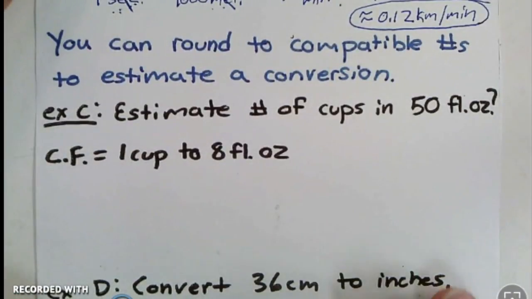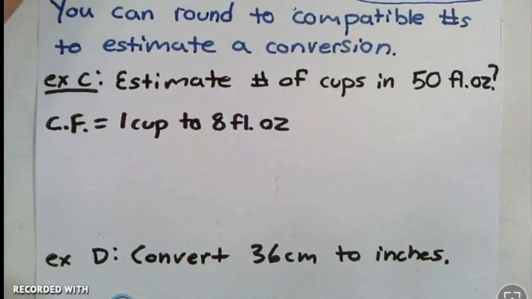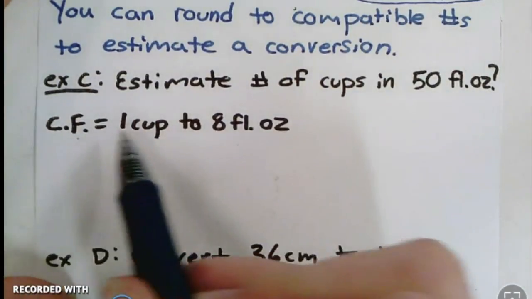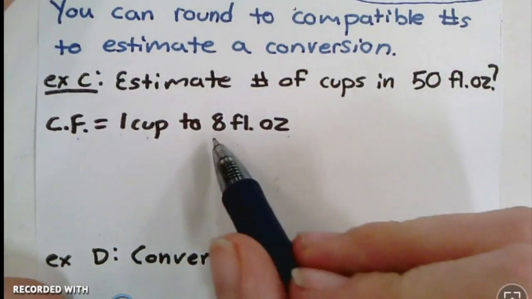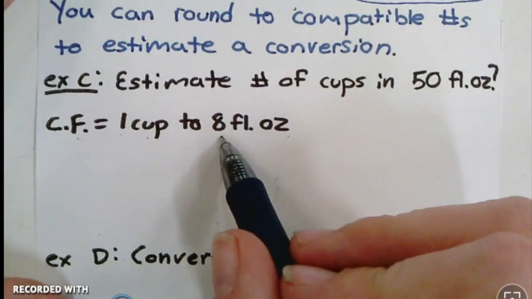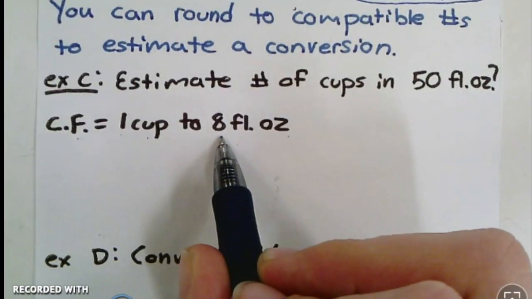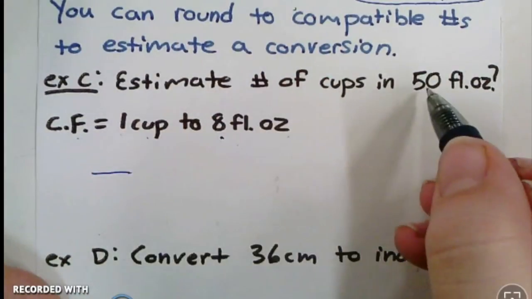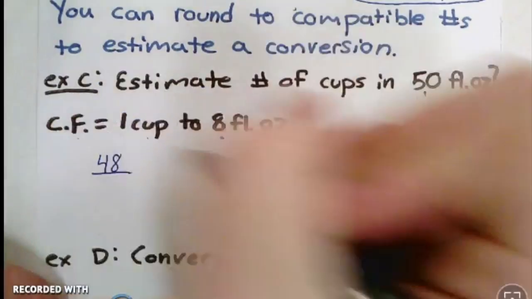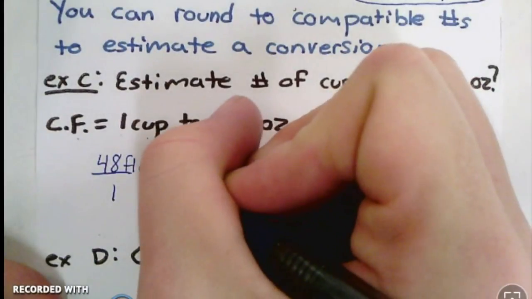The last thing we go over in this lesson tells us that you can round to compatible numbers to estimate a conversion. So estimate the number of cups in 50 fluid ounces. My thing is going from cups and ounces, and it's telling me that my conversion factor is 1 cup to 8 fluid ounces. Since these are all 8s, I'm going to look for a compatible number, a multiple of 8 that would be easy to divide by. So what multiple of 8 is close to 50? I'm going to say 48 fluid ounces instead of 50 fluid ounces. And I'm going to put it over a 1 because we always do that.